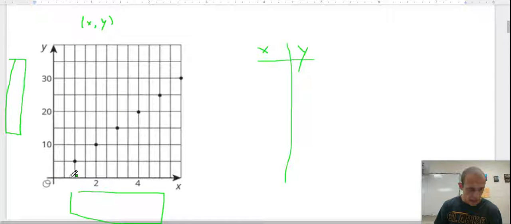So X, we go over 2. Oops, but it's not 2. 2's right here. We go over 2 lines. So what are we actually counting by?